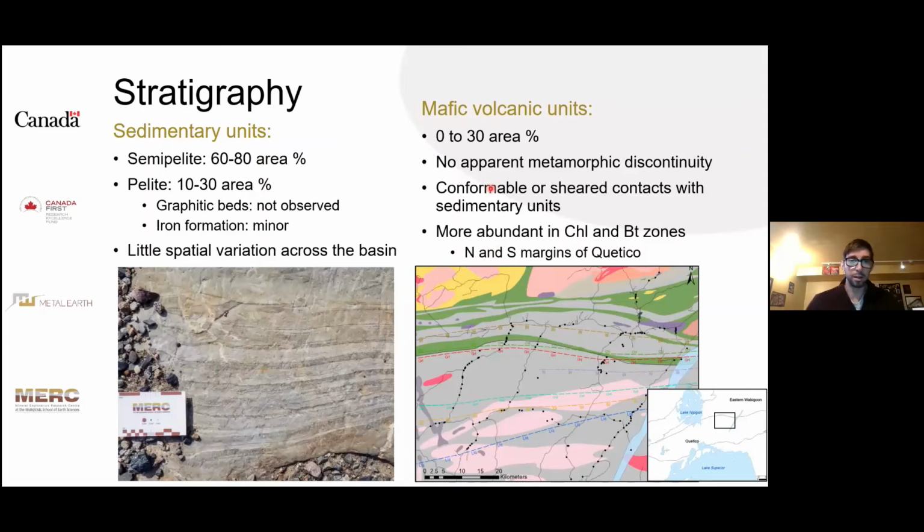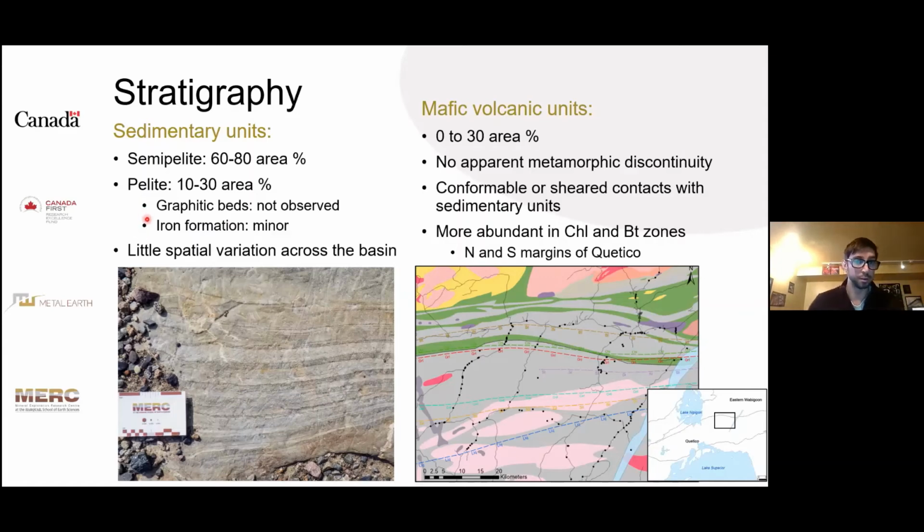And so just going a little bit more into that, for the sedimentary units, we divided into semi-pelite and pelite compositions. Psammitic compositions are overall rare. So for semi-pelites, we're talking about 20 to 40% of aluminous minerals. Pelites, over 40% of aluminous minerals. And that's important for talking about metamorphic assemblages. In terms of graphitic shales, they weren't observed in our transects, and iron formations as well.